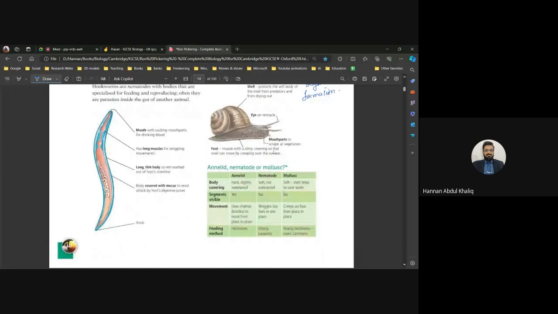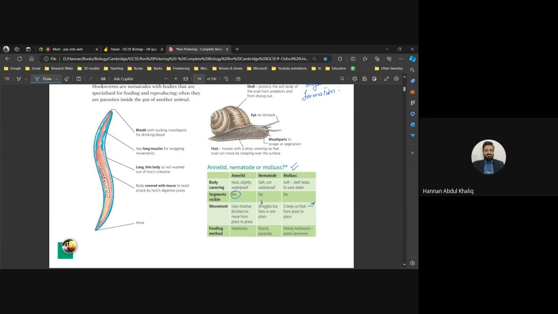Now if you talk about these three groups, they have differing features by which you can differentiate between them. Let's suppose you want to differentiate annelids from nematodes: it would be the visibility of segments. The movement of annelids is using kita, or some people say cheetah, but basically it's kita. The nematodes crawl or wriggle. They live in one place, they don't go from place to place.